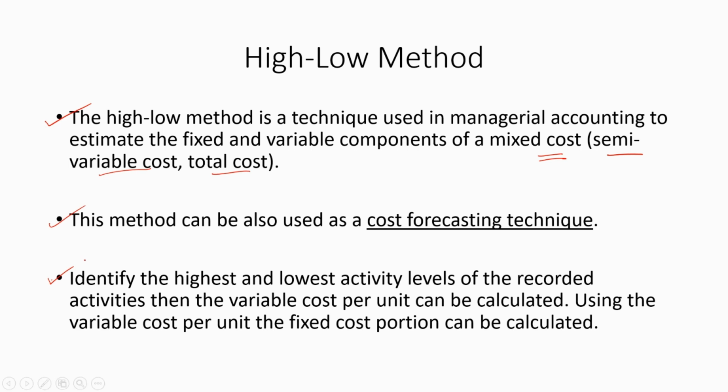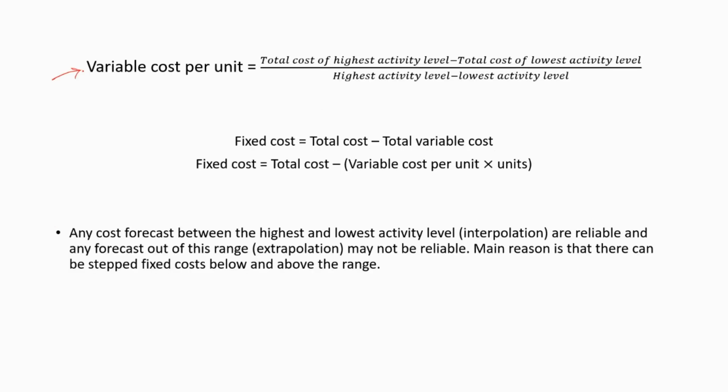First, identify the highest and lowest activity levels of the recorded activities. Then the variable cost per unit can be calculated. Using the variable cost per unit, the fixed cost portion can be calculated. This is really simple. This is the formula we can use to calculate the variable cost per unit under the high-low method: total cost of highest activity level minus total cost of lowest activity level, divided by the highest activity level minus the lowest activity level.